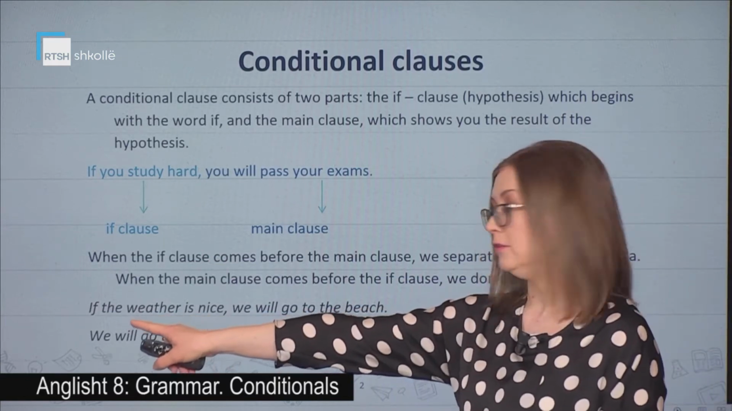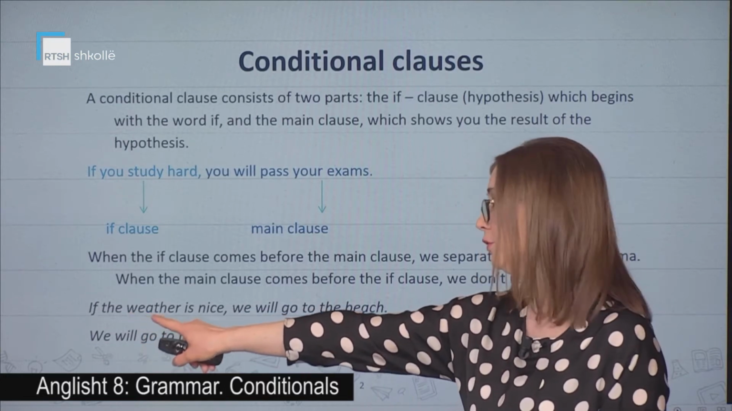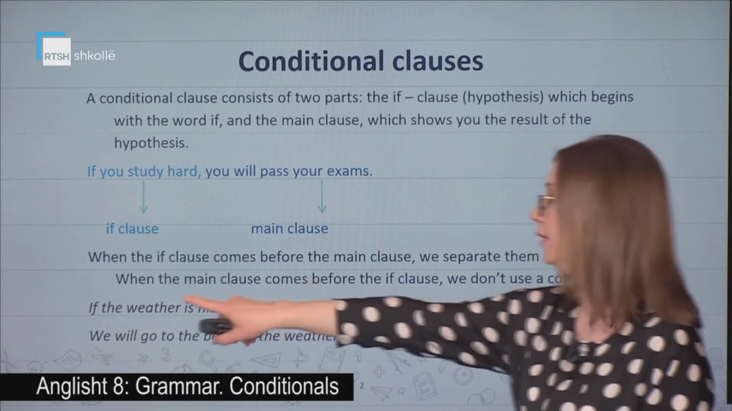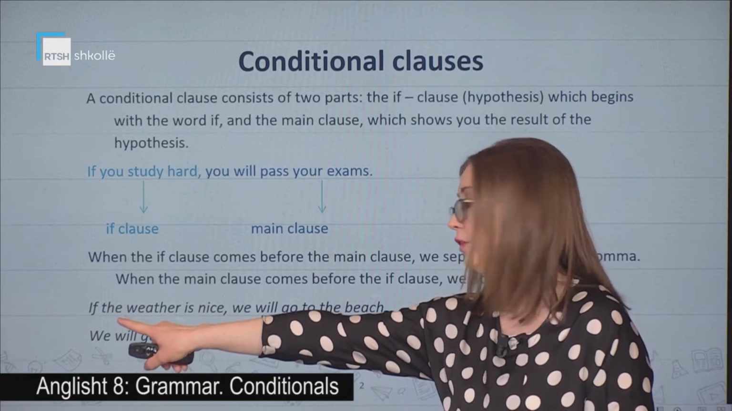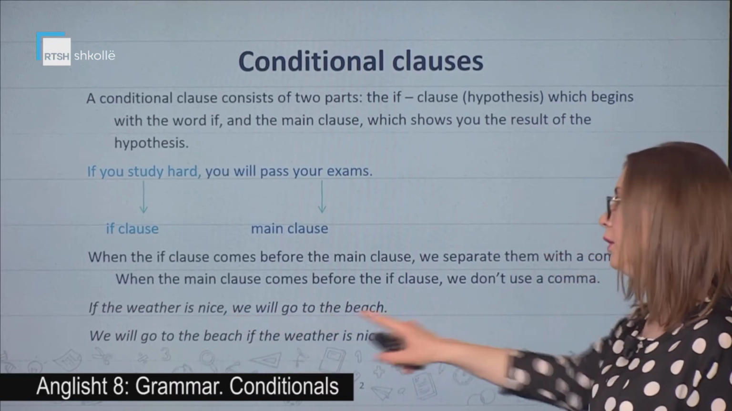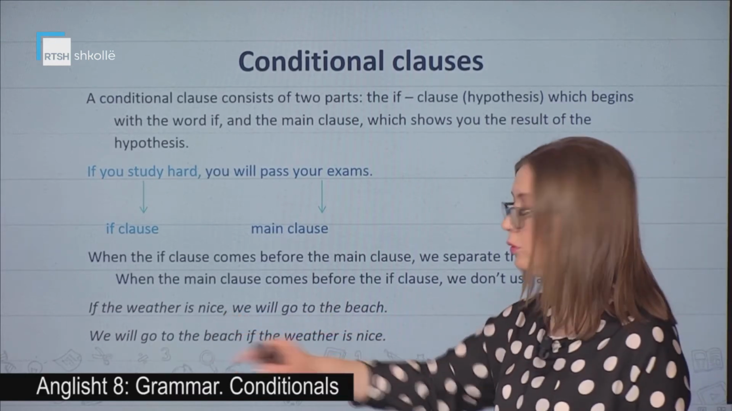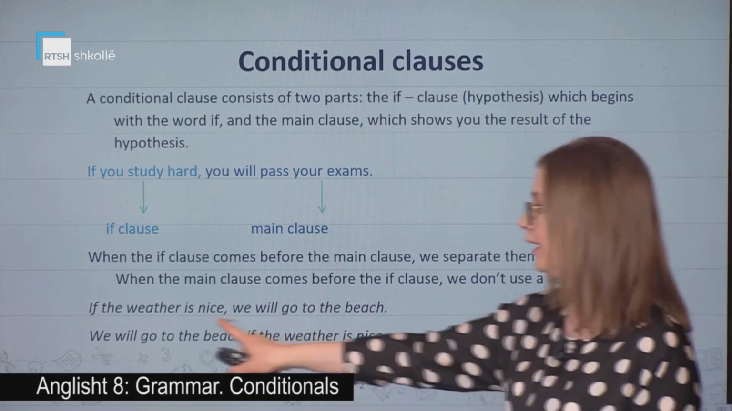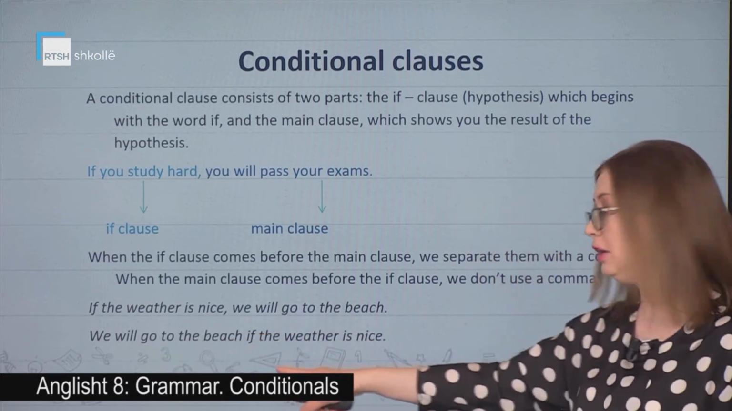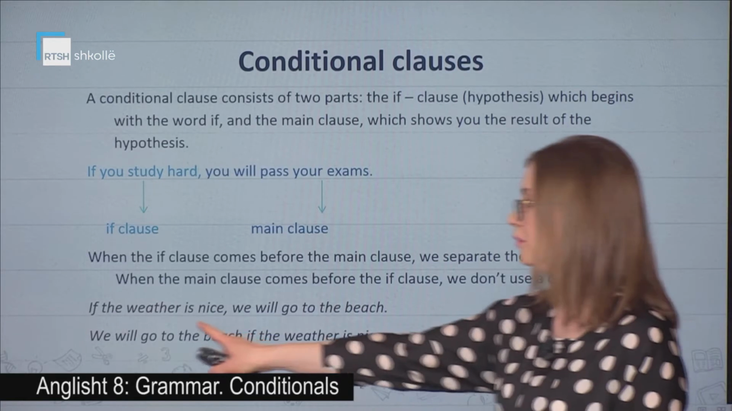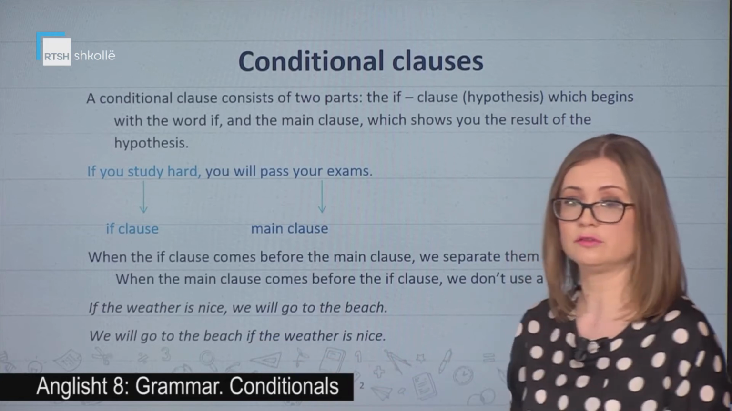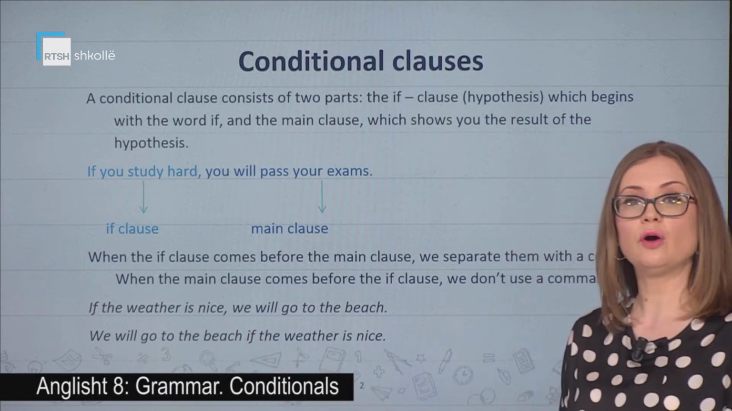Now, let's read the sentences. The first sentence is about the first version, so when we need a comma here, it begins with the if clause. That's why. If the weather is nice, comma, we will go to the beach. So we use the comma here. And we have the next version, the next sentence. We will go to the beach if the weather is nice. So we began the sentence with the main clause, not with the if clause. That is why we didn't put a comma here.